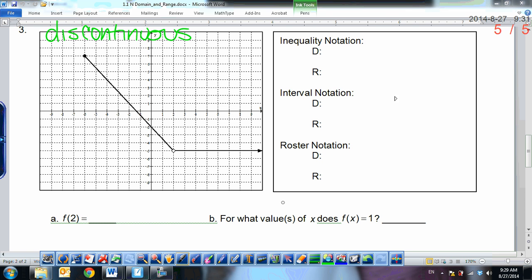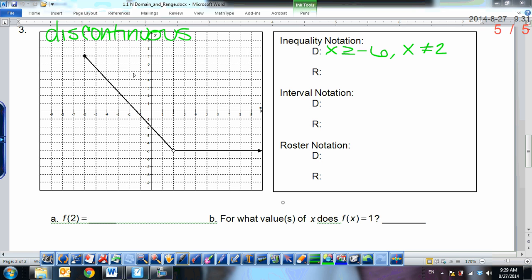Okay? So what I'm going to say is, my x values can be greater than or equal to -6, except x cannot be 2. I think that's the easiest way to write this. Okay? Let's talk about what that means in interval notation. In interval notation, I'm going to write this in 2 pieces.